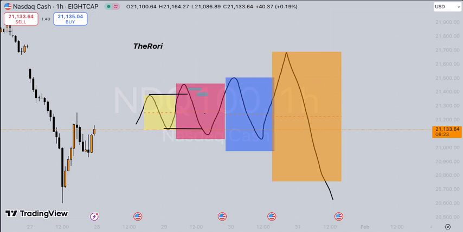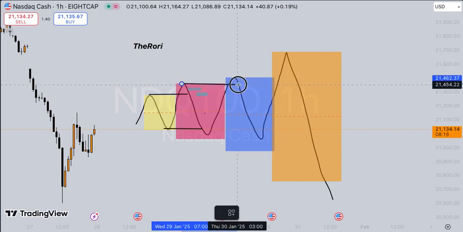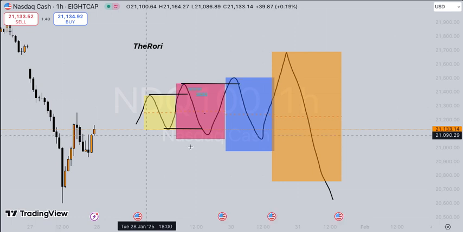So let's mark out the high. We want to trade London session, meaning we're gonna mark the high of Tokyo session, and we mark the low of Tokyo session.